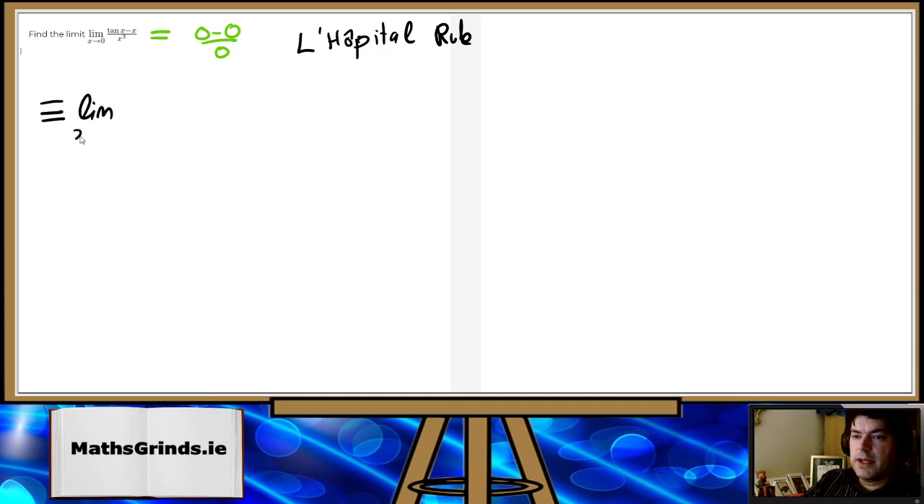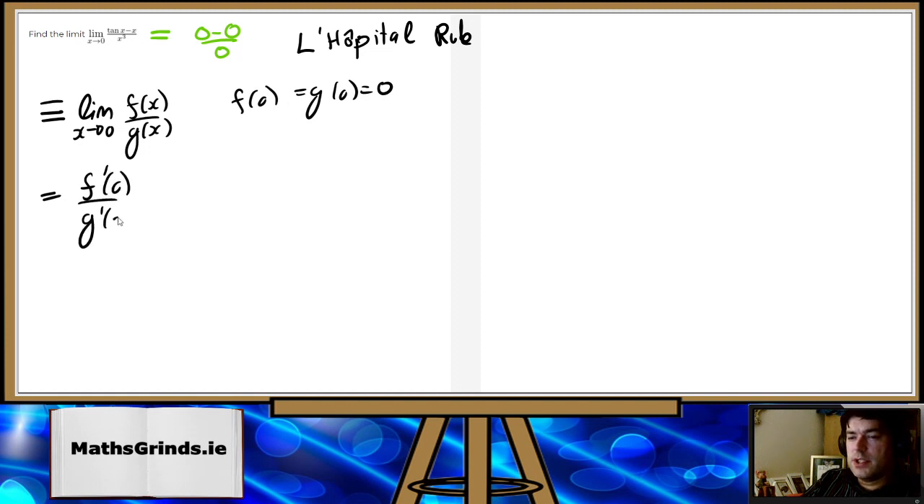So this should equal, or you make it equivalent to saying it's the limit as x goes to 0 of some function f of x over g of x, where f of 0 is equal to g of 0, which is equal to 0. In that case, you can use L'Hopital's rule, which says it's equal to f derivative 0 over g derivative 0, which would be 1 over cos squared x minus 1 over 3 x squared.